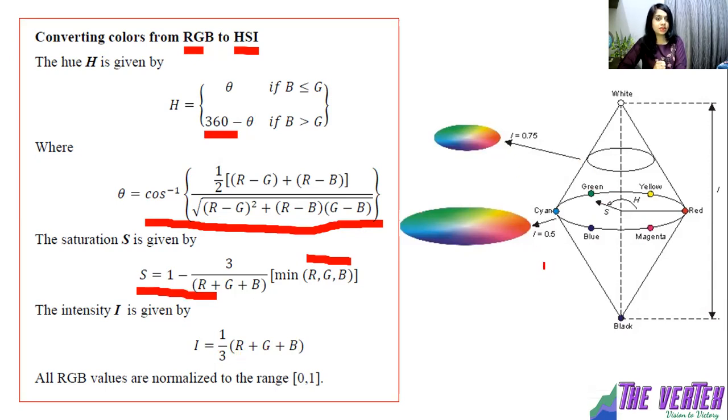Here again you can see the HSI model with clarity. As I showed you, here it is black, here it is white. The hue is the angle in this direction. It starts with 0, that means it starts with red and then ends again with red. The intensity you can see here is equal to 0.5. Here intensity is increased, that is 0.75. So intensity is increasing in this direction.